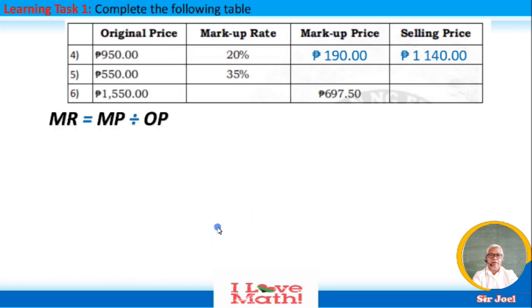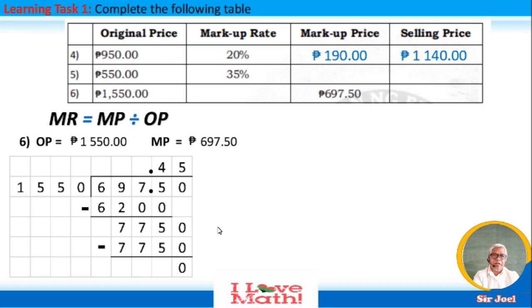Our new pattern or formula is what? MR equals MP divided by OP. MR, markup rate, is equivalent to MP, markup price, divided by the OP, the original price. So, number 6 natin, ang OP is 1,550, which is the original price, while the MP or markup price is 697 pesos and 50 centavos. Paano natin isosolve? Kagaya kanina, our quotient is equivalent to 0.45.